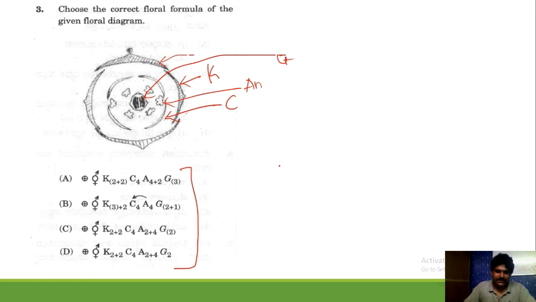This is calyx, this is corolla, and this is androecium, right? Androecium, and this is gynoecium, isn't it? Yes. Okay, let's see. So let's consider option 4 only. Okay, I have started. The total number of calyx is 4, but they are arranged in the format 2 plus 2, because 2 are inside and 2 are outside the whorl.